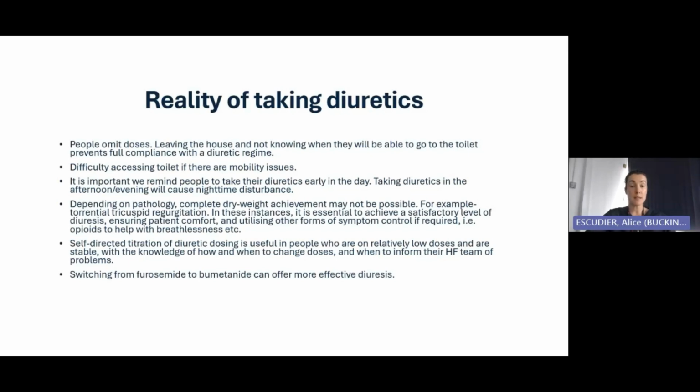Self-direction of diuretic titration can be a really useful tool. If patients are sufficiently educated and happy to do so, then we can give them a guideline to work within, and they can have trigger weights that cause them to increase or reduce their dose of diuretic. It's also essential that these people understand red flag symptoms and inform their team that they are increasing a dose, so that we know what's going on and we don't get to them when they've been continually increasing their doses and causing problems.